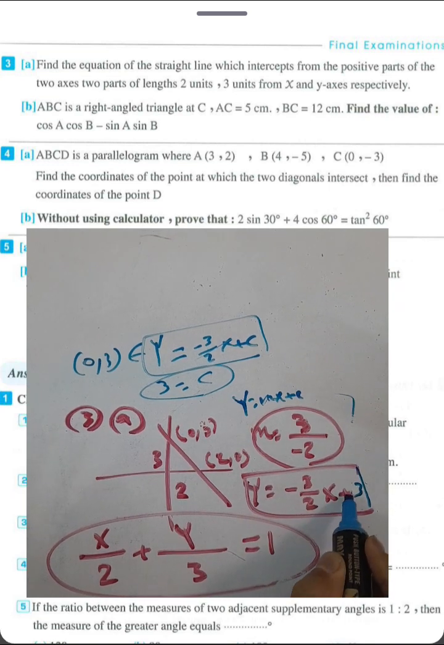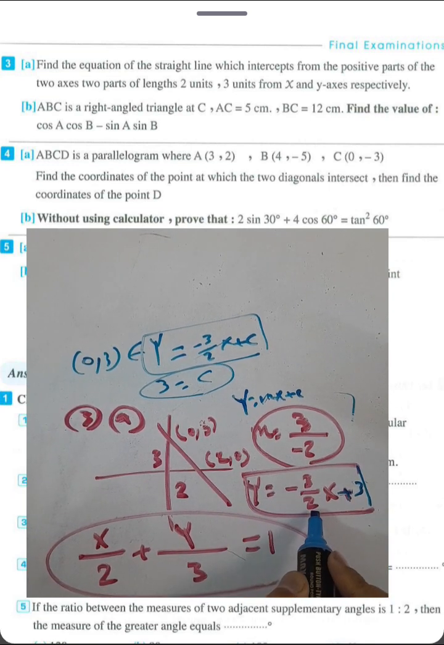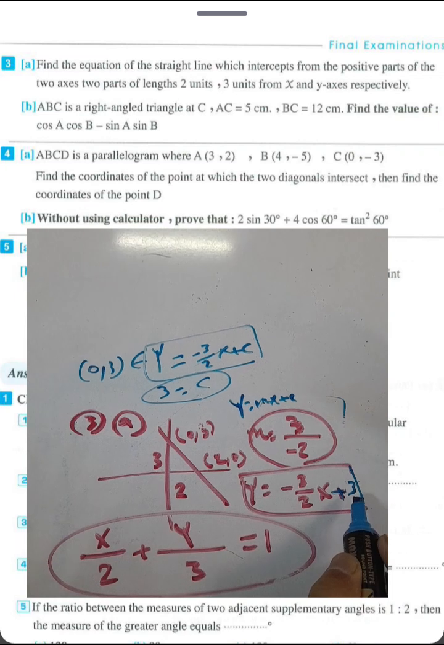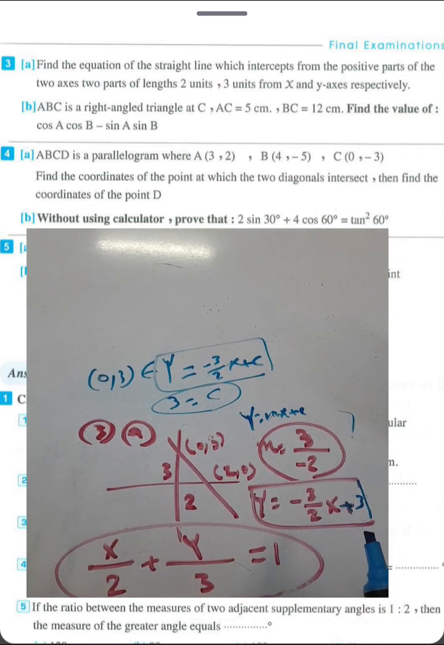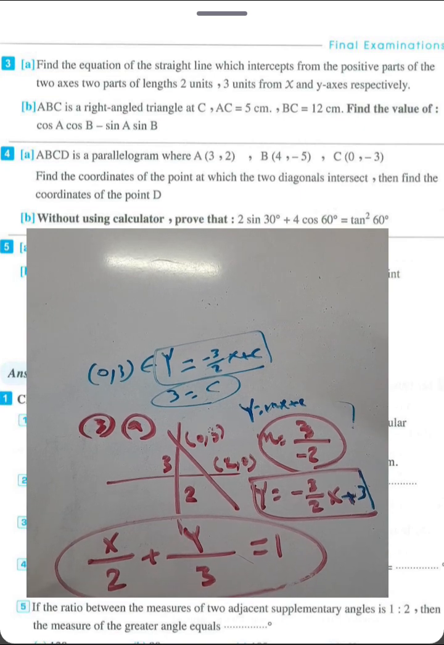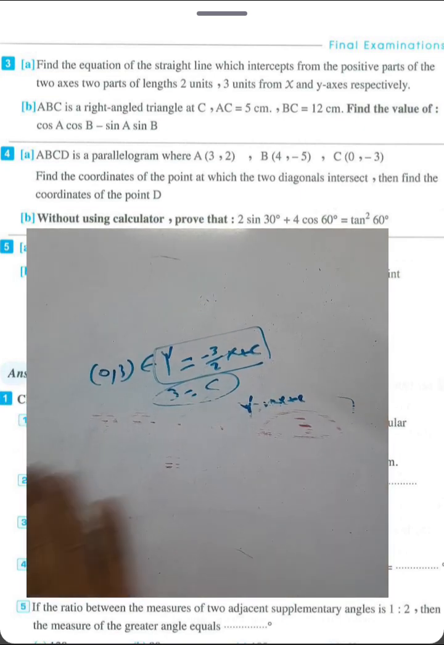Okay, it's the equation. You can write y equals negative 3 over 2 x plus 3, or you can write the equation in whichever form you like. Okay, it's true. Next example.